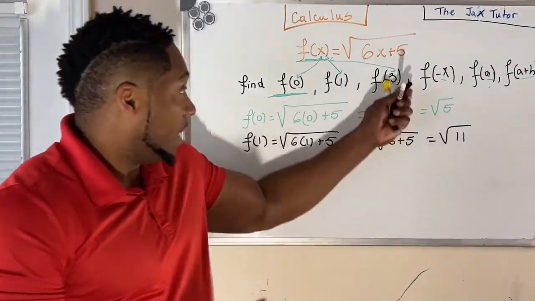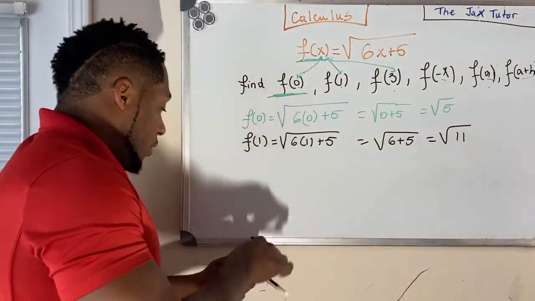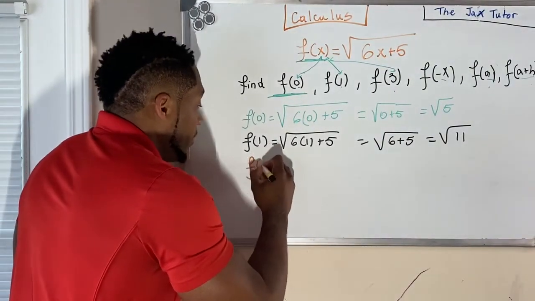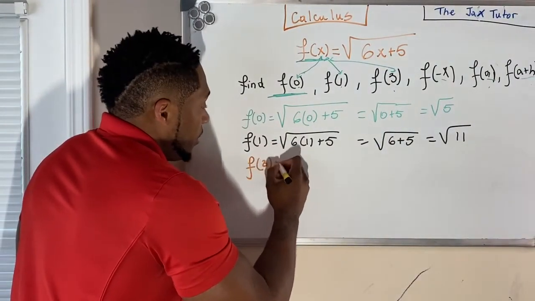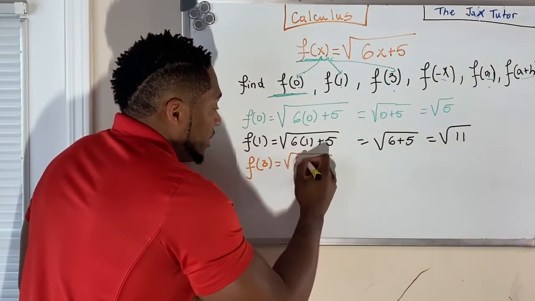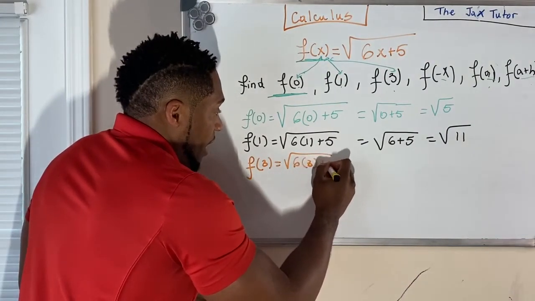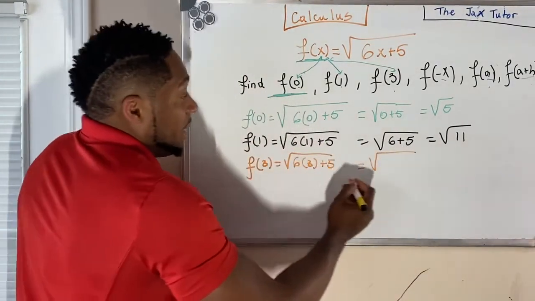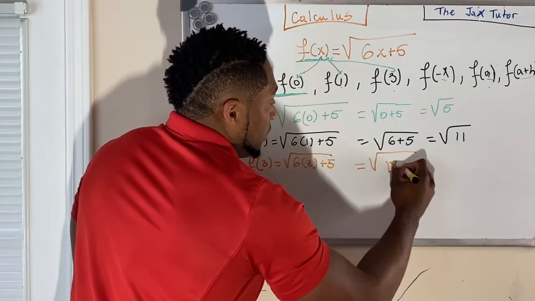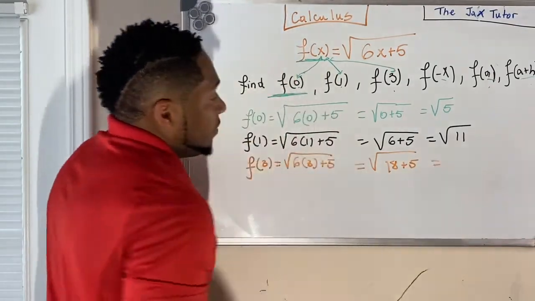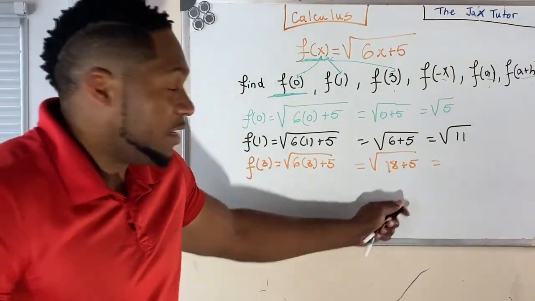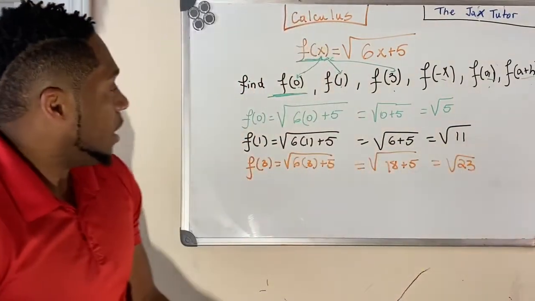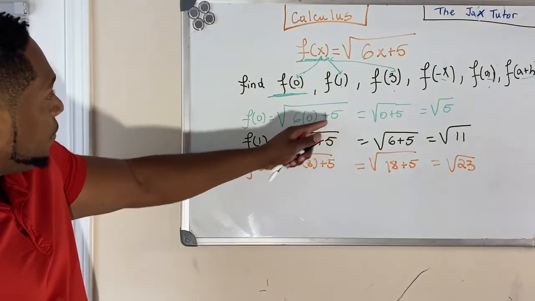The third one, they say f of 3. So f of 3, and you can use a different color, is equal to the square root of 6 times 3 plus 5, which would give you 6 times 3 is 18. 18 plus 5 is 23, right? So the square root of 23. Okay, now let's go next.